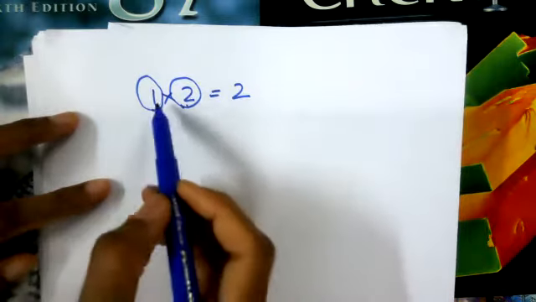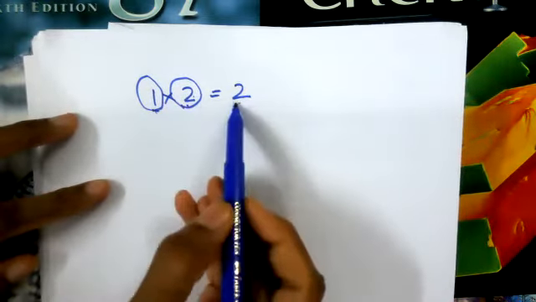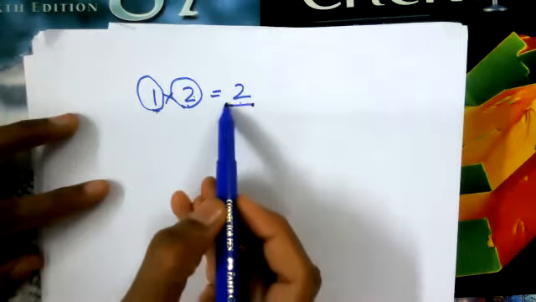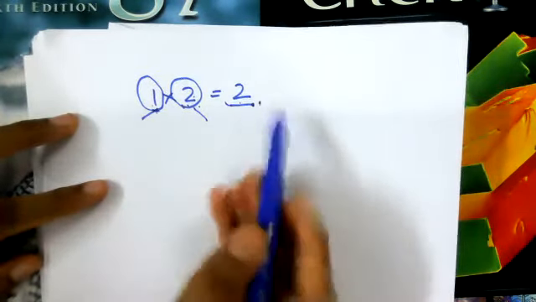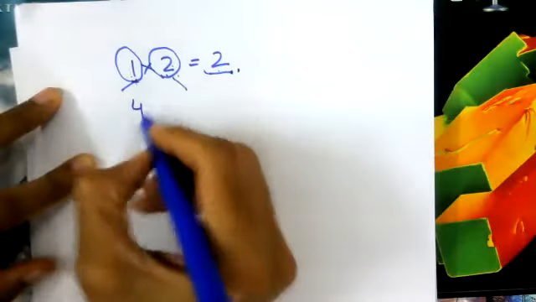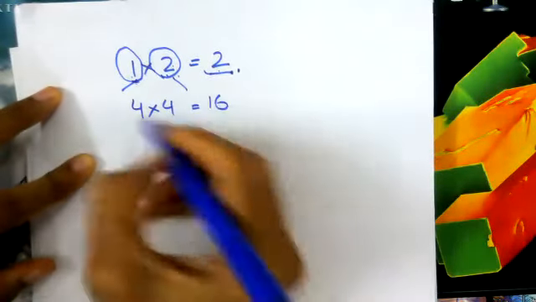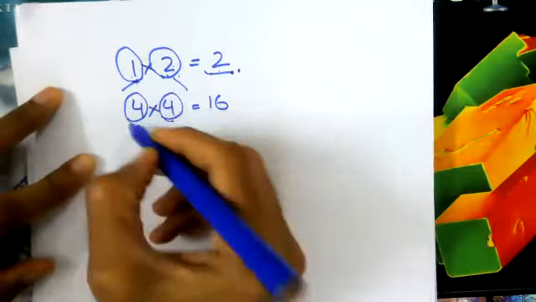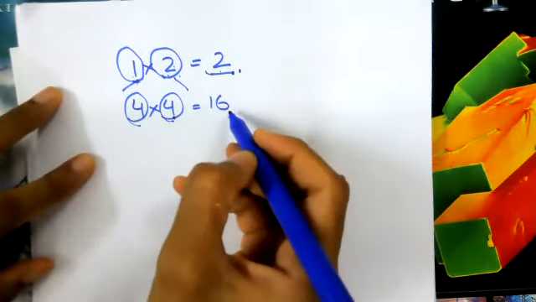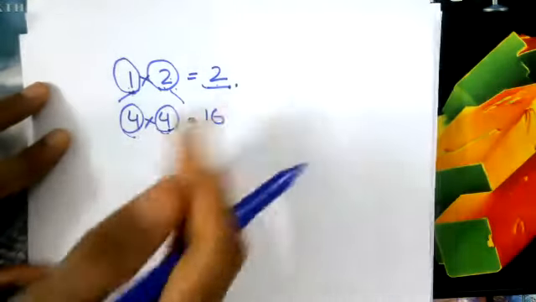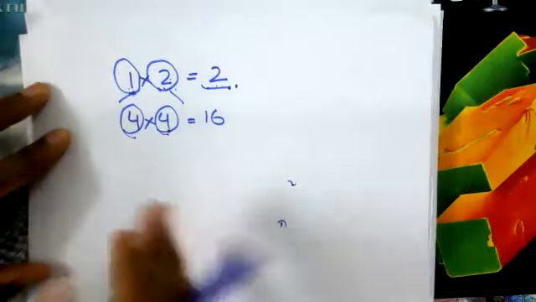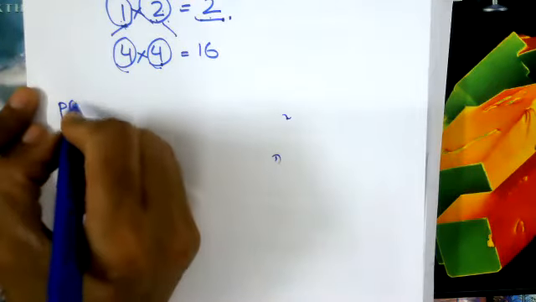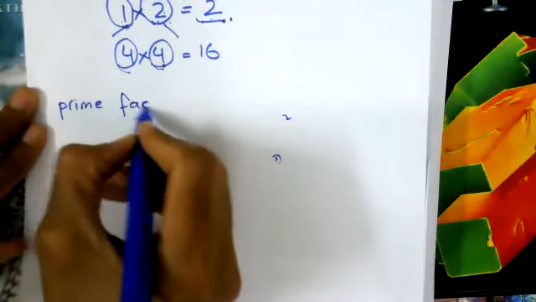So factors are numbers that get multiplied to give you a product, right? So we can say that 1 and 2 are the factors of 2. Or for example, 4 multiplied by 4 is 16. So that means 4 is a factor of 16, okay? So on and so forth. Now you know the meaning of prime, you know the meaning of composite, and you know the meaning of factors. Now, when we say prime factors, what does that mean?